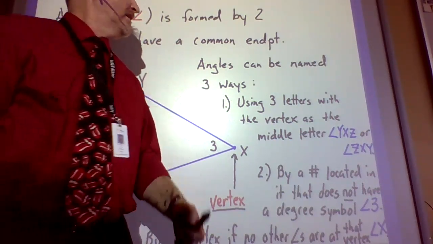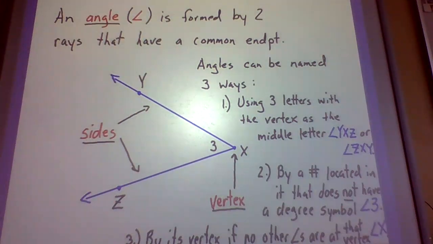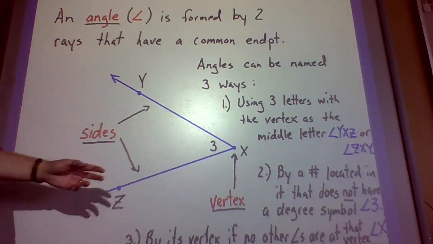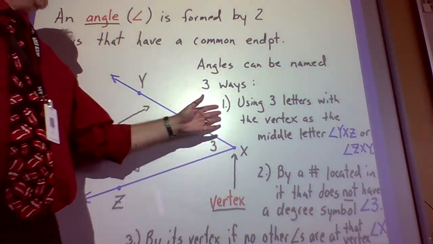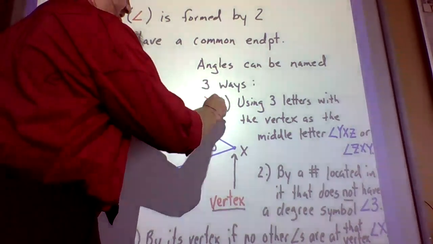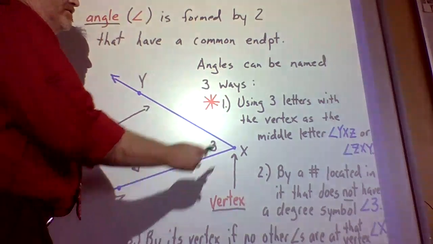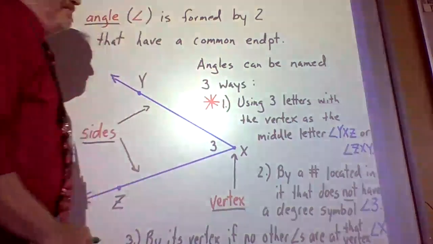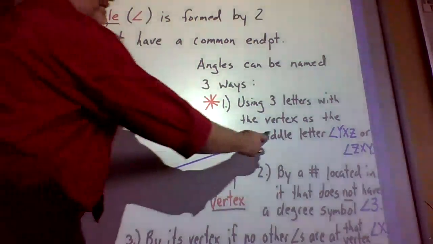All right. And angles can be named in three ways. So pause this screen if you need to. I'm going to go through the three ways. You can, and this is the most common way, number 1. So put an asterisk next to that. This is probably the way we'll use the most: using the three letters with the vertex as the middle letter.